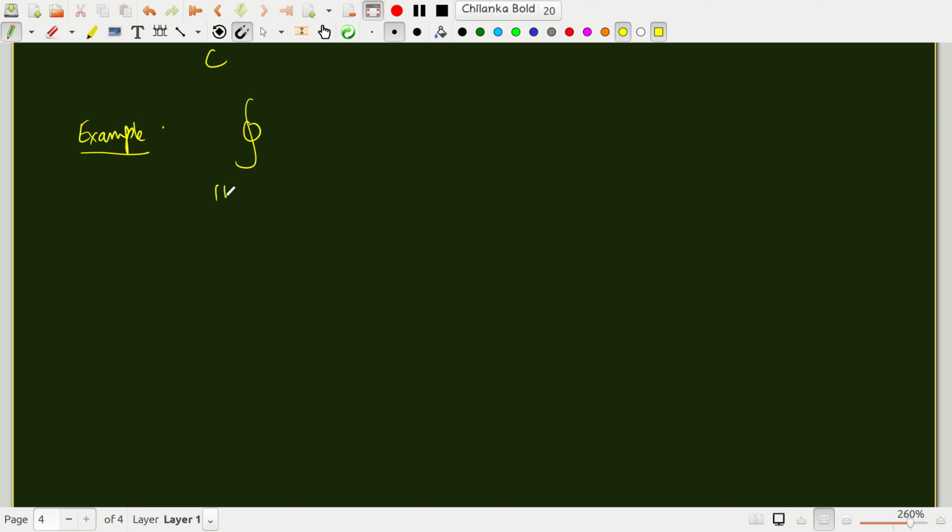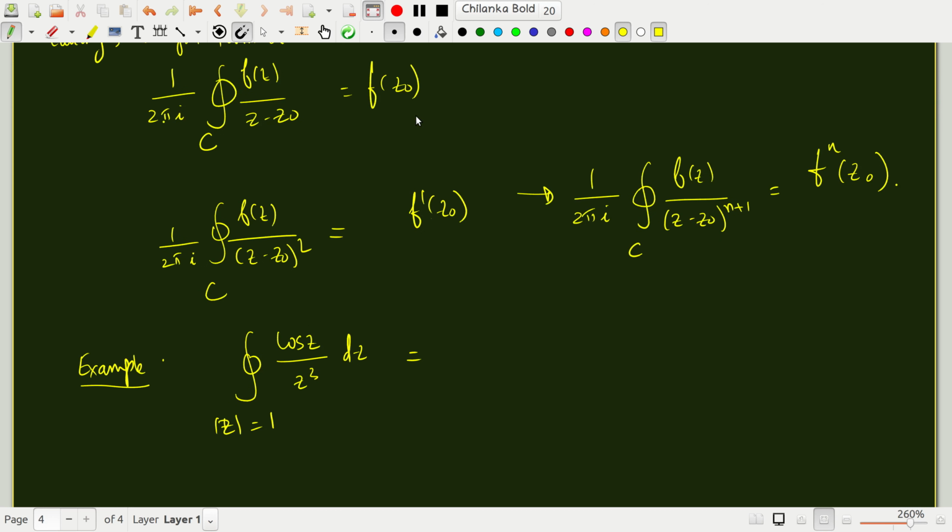One example to illustrate the application of this theorem: suppose you are asked to evaluate this integral, cosine z by z cubed dz. You simply have to use this formula. The contour is a unit circle about the origin, within which cos z, which is f of z, is analytic, right? So simply use this formula. Put n equal to 2 because you have z cubed, n plus 1, 2 plus 1 is 3, and z0 is 0. So 2 pi i, I'm using the same formula, I'm pulling the 2 pi i here times d squared by dz squared of cos z evaluated at z equal to 0.